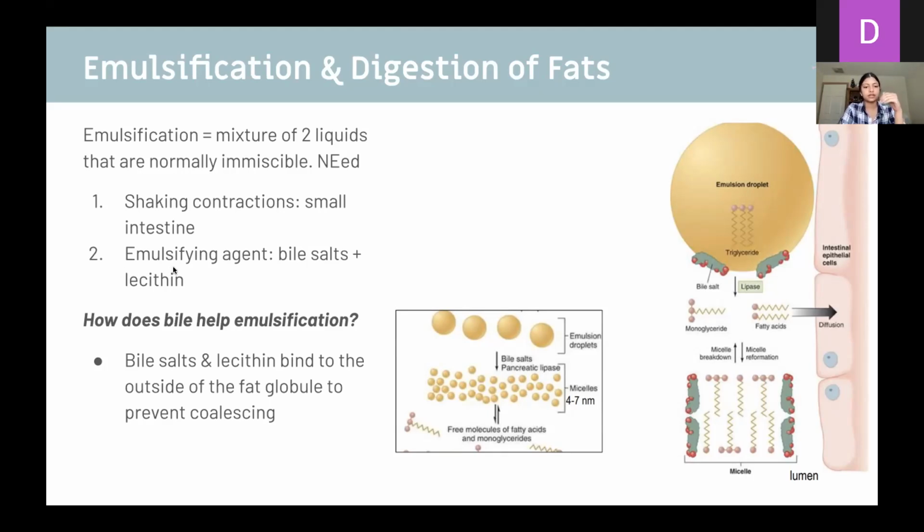And also you need emulsification agents, which are your bile salts and your lecithin, the phospholipid we were talking about before. The way it helps is bile salts and lecithin bind to the outside of the fat globule. So you can see here you have a big droplet, and you've got your bile salts and your lecithin that are bound on there now. And this prevents it from coalescing, so it breaks up and doesn't come back together. Then it splits, and you can see how they're holding everything apart without it coming back together into one fat globule. Does that make sense? Okay.